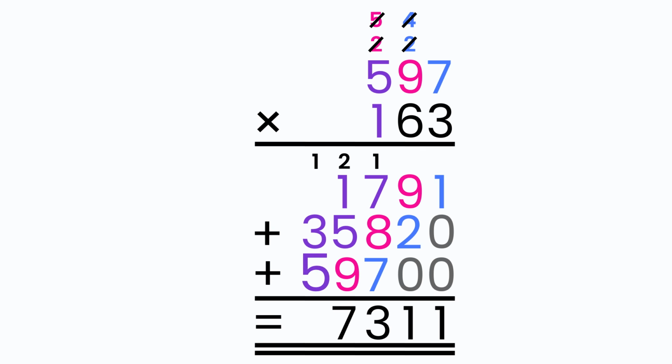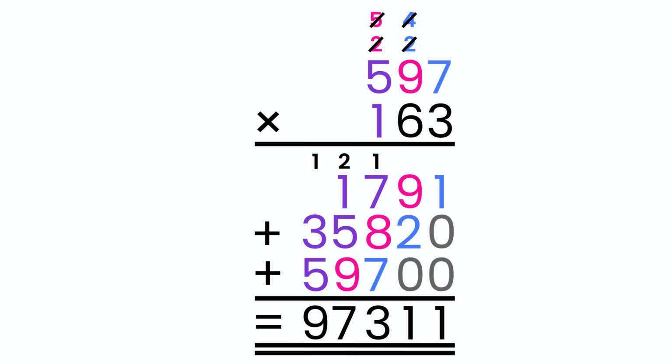3 plus 5 is 8. 8 plus the 1 you carried equals 9, which you write in front of the 7. So, 597 times 163 equals 97,311. No matter how many digits your numbers have, you can always use long multiplication.